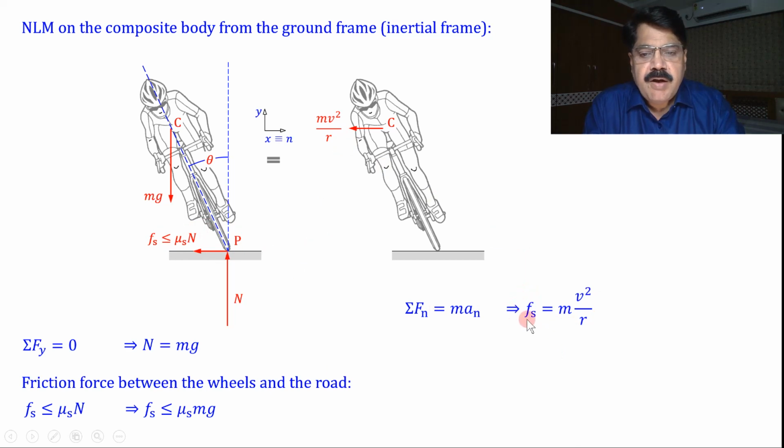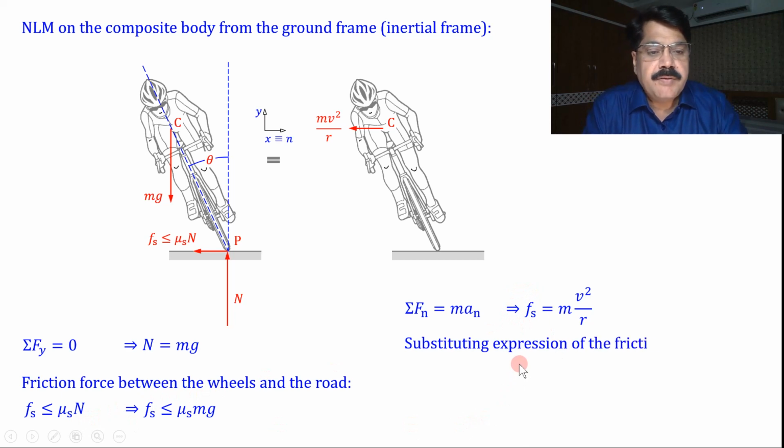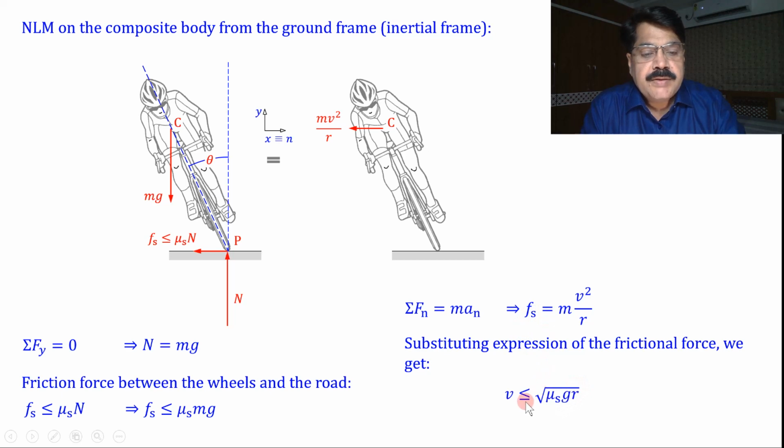Now we substitute the value of Fs. Substituting the expression for the frictional force, if we substitute this inequality we get mv square by r is less than or equal to mu s mg, and by solving we get v should be less than or equal to square root of mu s g r. So what can be the maximum safe speed? You can see here root of mu s g r. If we have a speed lesser than this, it is always safe.